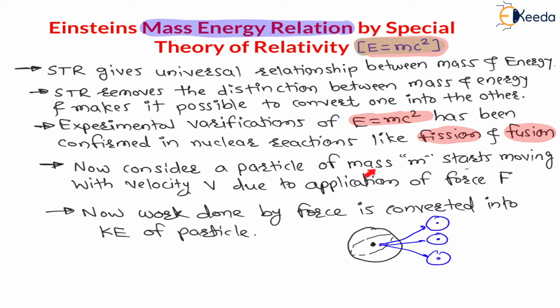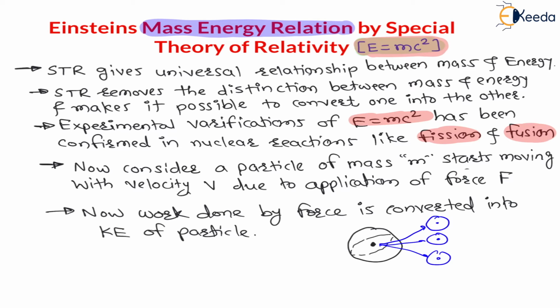Now consider a particle of mass m naught. Now here, or m, let us say any mass. Consider a mass m that starts moving with velocity v because of the application of a force. The same is written here. Later I am directly going to do the derivation, that's why the statement is written here. I am considering one mass, and on this mass the force F is acting, and because of this force the mass is moving with velocity v.